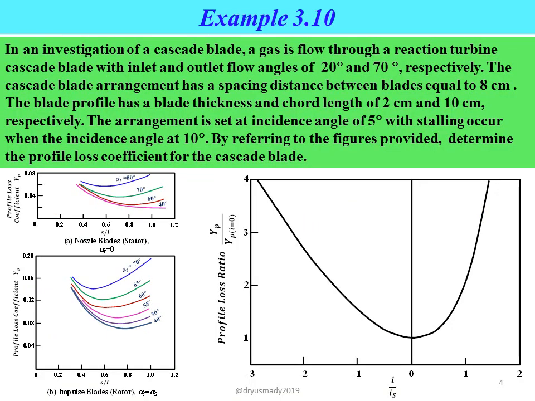Example 3.10. In an investigation of cascade blades, a gas is flowed through a reaction turbine cascade blade with inlet and outlet flow angles of 20 degree and 70 degree respectively. The cascade blade arrangement has a spacing distance between blades equal to 8 cm. The blade profile has a blade thickness and chord length of 2 cm and 10 cm respectively. The arrangement is set at an incident angle of 5 degree, with stalling occurring when the incident angle is 10 degree. By referring to the figures provided, determine the profile loss coefficient for the cascade blade.